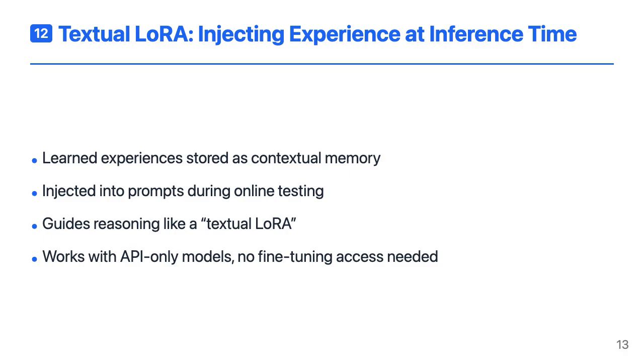Once practice is done, the system doesn't touch the model weights at all. Instead, it stores the distilled experiences as text snippets. During online testing, these snippets are injected into the agent's context, effectively steering its reasoning. The authors describe this as a textual LoRA. It behaves like a low-rank adaptation, but purely in the prompt space. Because there are no gradients, this approach works even for closed or API-only models.